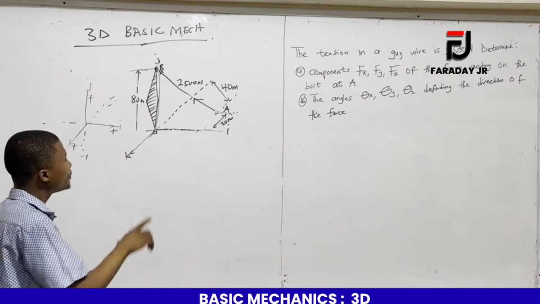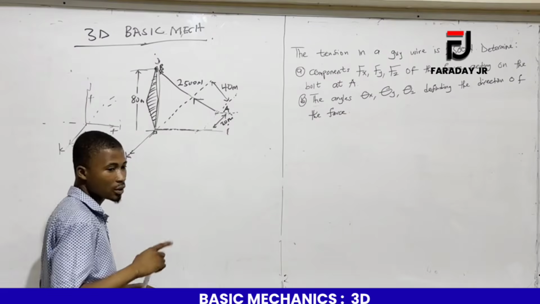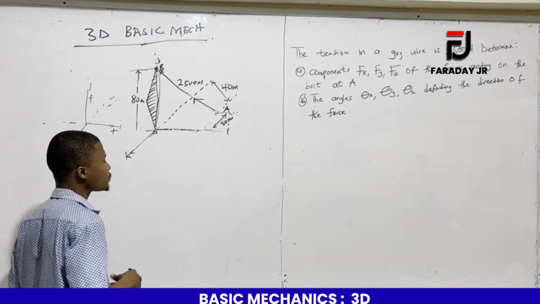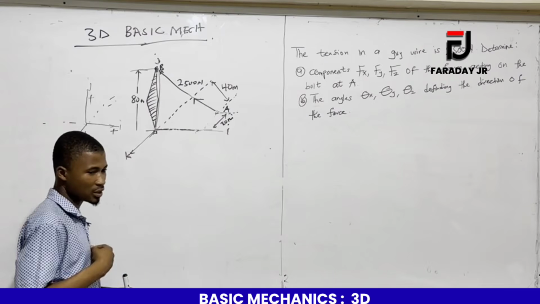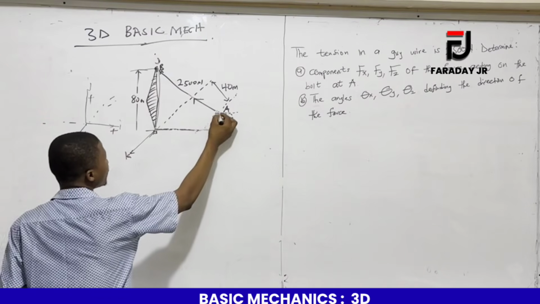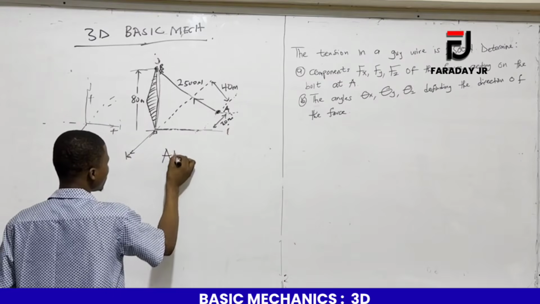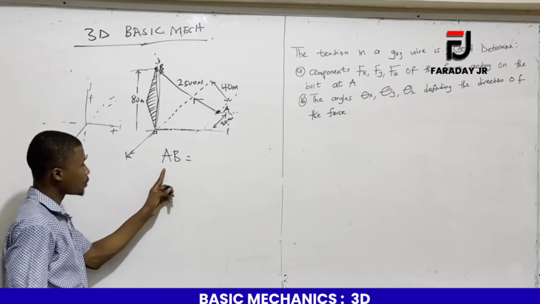In the movement, our main aim is to find the movement using the unit vector. We know the unit vector is always the vector divided by its magnitude. So we are now going to find the force from A to B. That is AB. So we are moving from A to B.